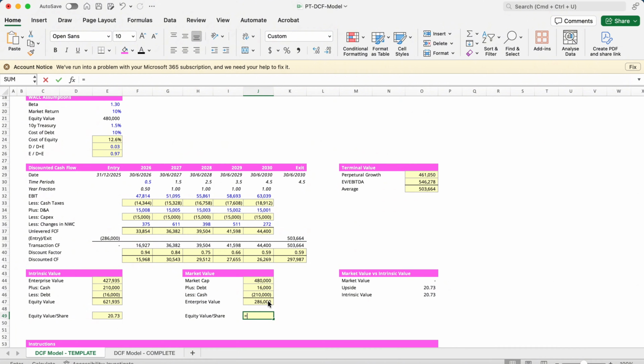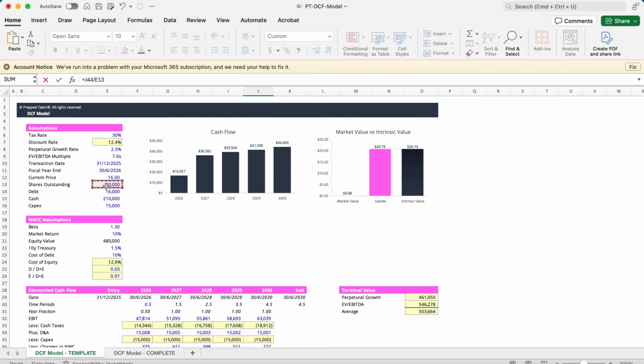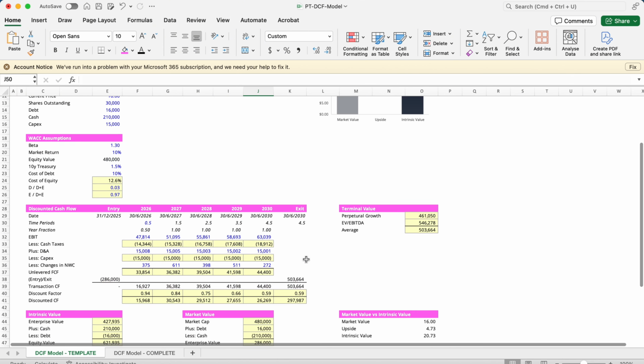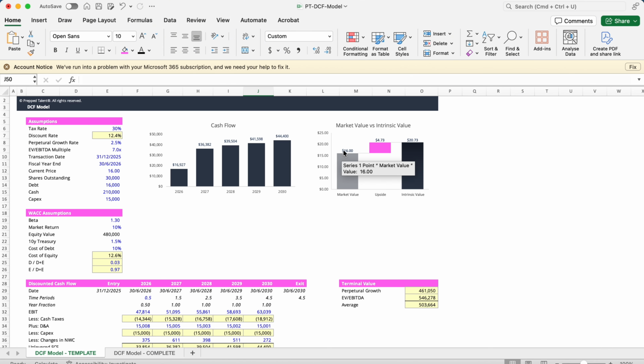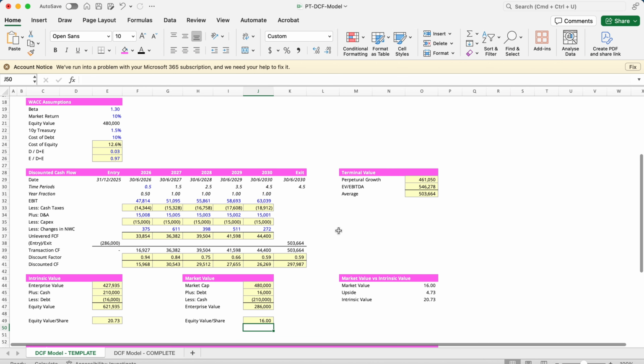So the equity value per share, we've got the equity value, which would just be the same as the price up here. Equity value divided by the shares outstanding. So 16 there. And then that flows up here and you can see market value as it is today, $16 a share. There's upside of $4.73. So the intrinsic value, the value of the cash flows to the business today, is worth $20.73 per share. And that is simply how you put everything together in this cash flow model.